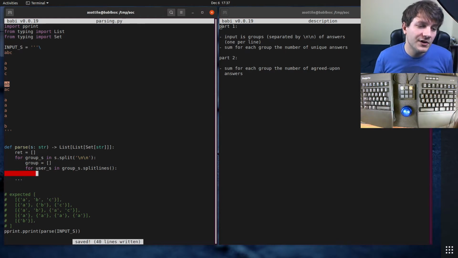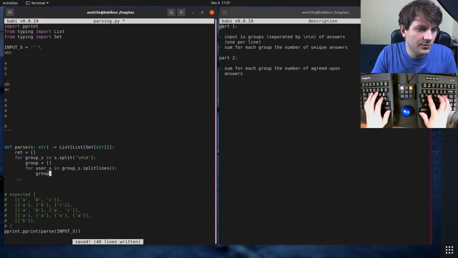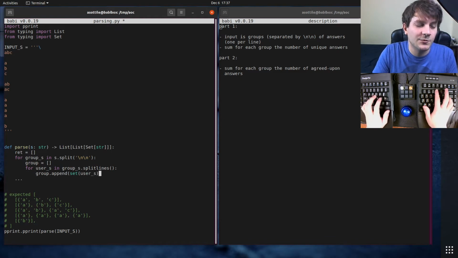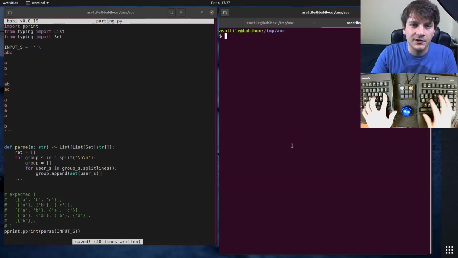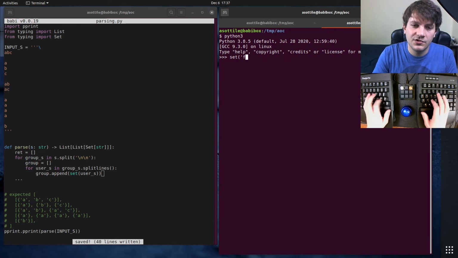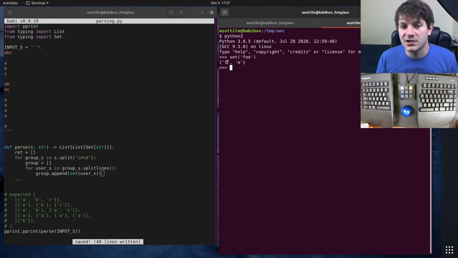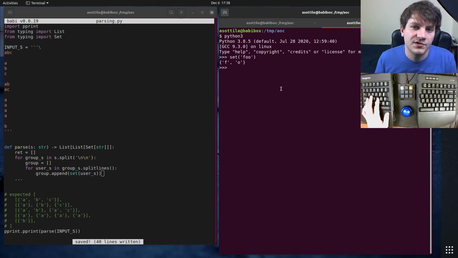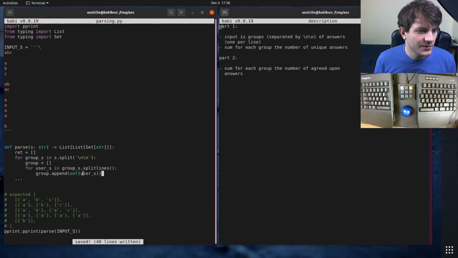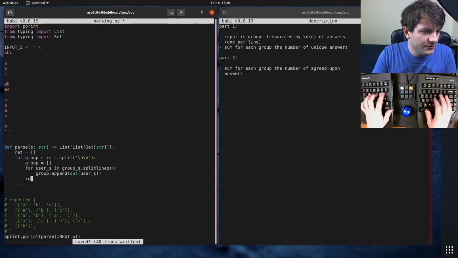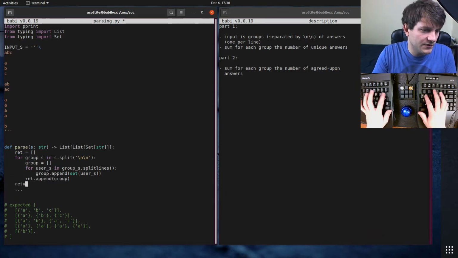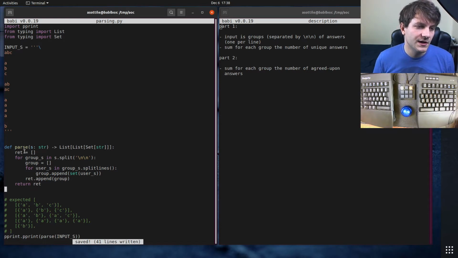For each of these user s's, we're going to create a set out of all of their different choices: group.append(set(user s)). We use a neat fact about sets here: a set of a string will just give you each of its unique characters, because a string is an iterable of 1-length strings. And then finally ret.append(group), and return ret. This should give us a list of lists of sets.